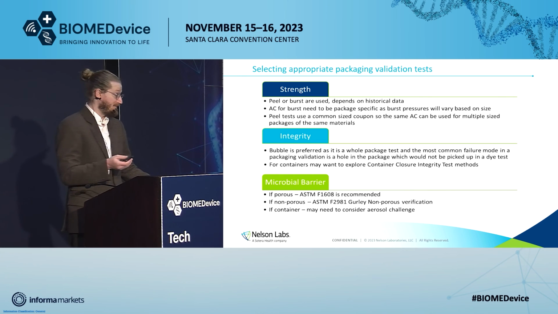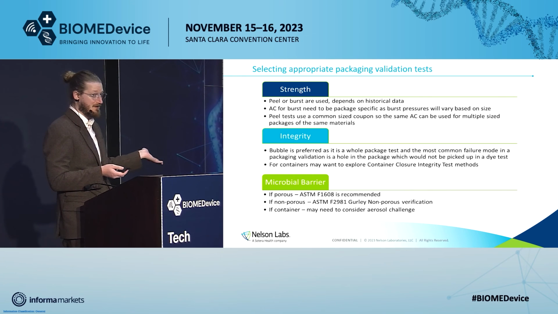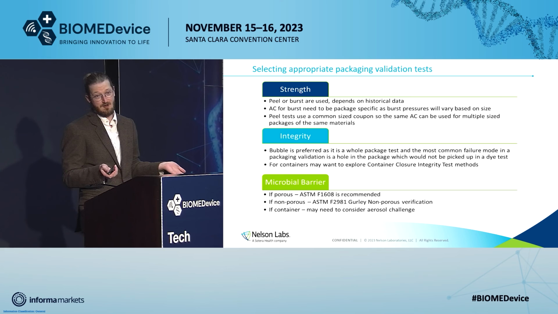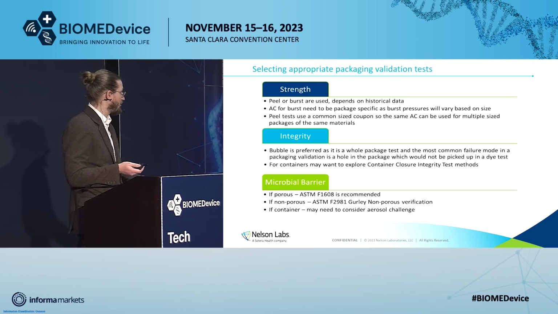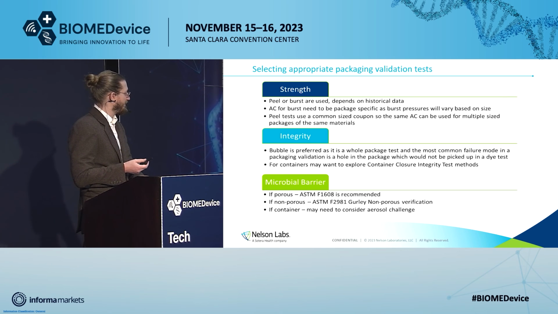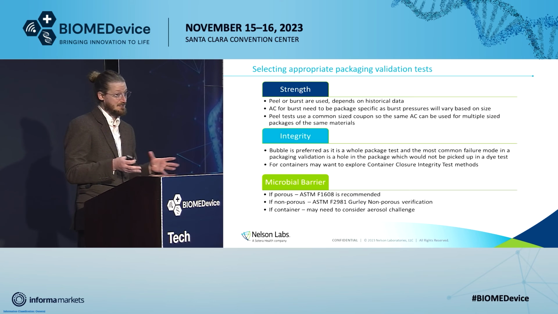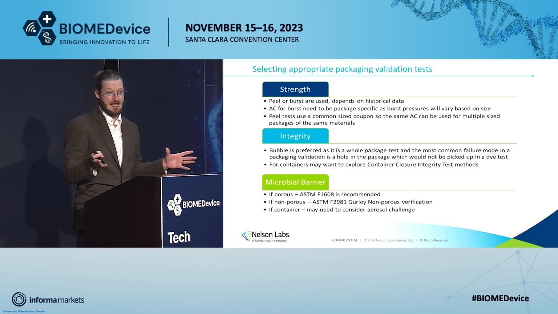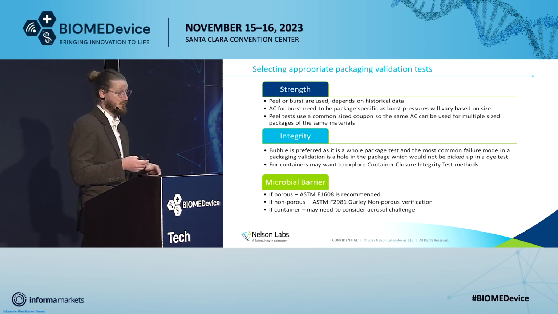So you've got to pick one, right? So here's our recommendation for some things to think about as you're picking which method you want to choose. For peel or burst, use whatever you have the most data for, if that's something that you already have. The acceptance criteria for burst will depend on your package size, material, and all that, like we talked about. One of the advantages of peel testing is that if your pouch size changes, it's still just that 1 inch or 15 millimeter coupon, right?